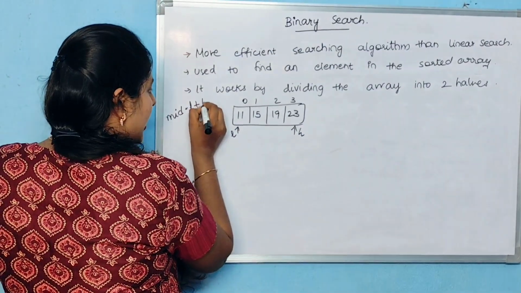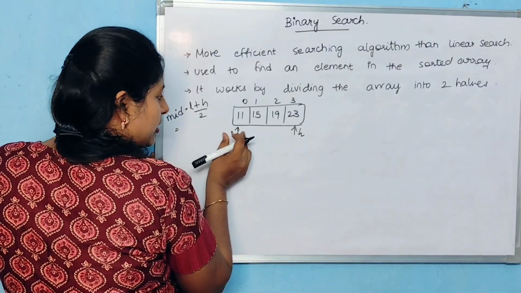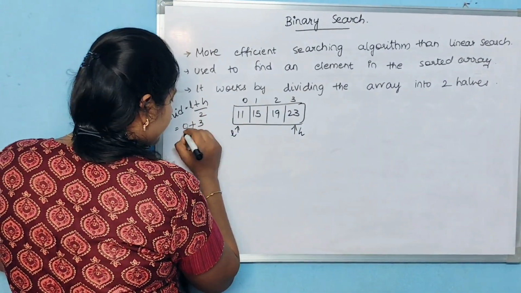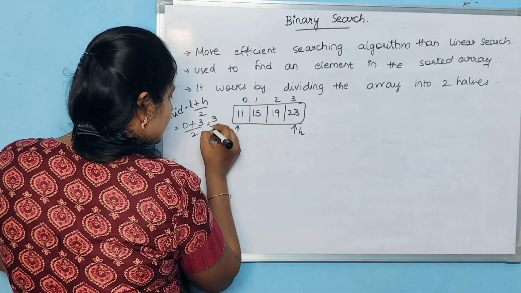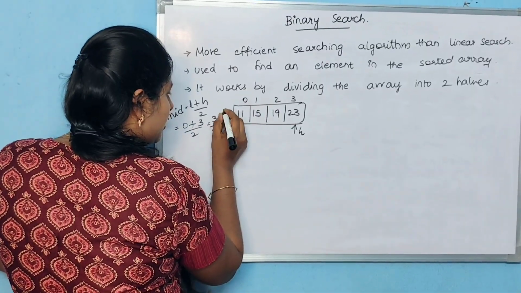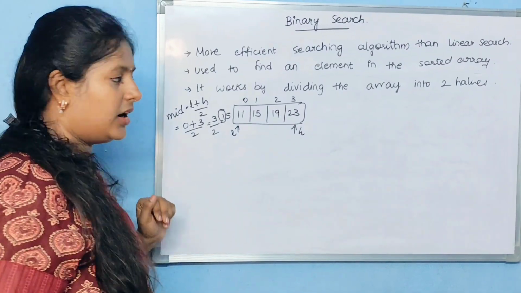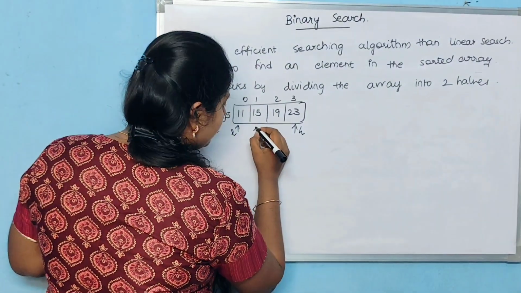So what is the formula for calculating the mid? Low index plus high index by 2. What is my low index? 0, plus my high index, 3, by 2. What is 3 by 2? 1.5. I will only consider the integer floor value. So this is my mid.